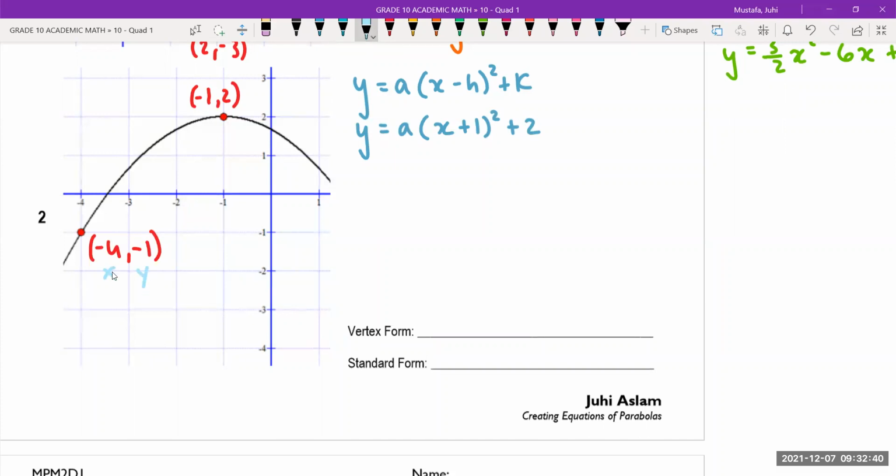What's my next step? What am I going to do now? Excellent. Yeah. So the second coordinate, let's say it's x and y. I'm going to be putting those values into this x and this y. Okay. So I can see my y is a -1. Do I know what my a is? Or is that what I'm trying to find? That's what I'm trying to find. So I'm going to keep the a there. What's my x value? -4. So -1 = a(-4 + 1) squared + 2.